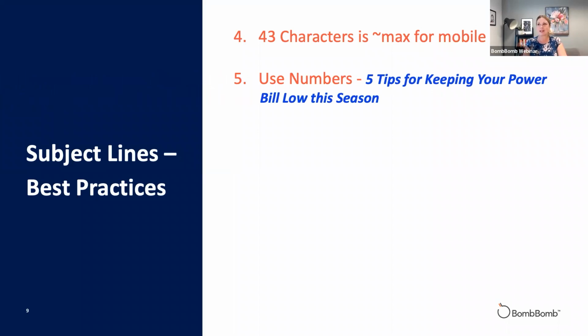Number 5 in best practices, use numbers. This is a great psychological strategy for getting people to open up your emails. There's tons of data on this, but a simple subject line like 5 tips for keeping your power bill low this season, right? Those numbers, or 3 quick things before our appointment tomorrow. That's another one that I like for an appointment confirmation. And you'll hear us talk about that in the video piece as well, but use numbers, okay?